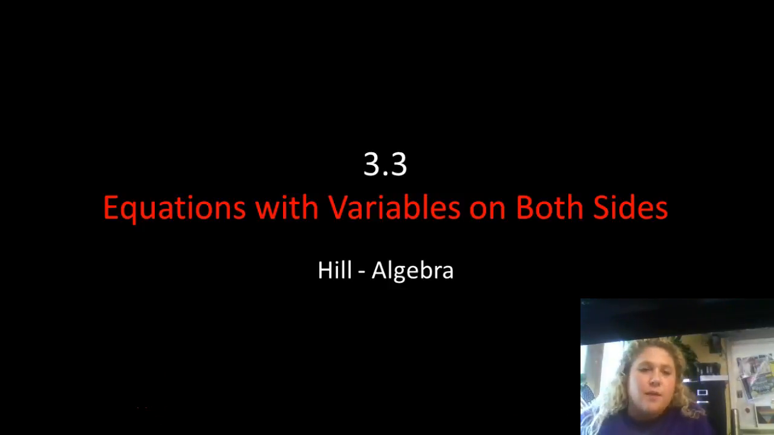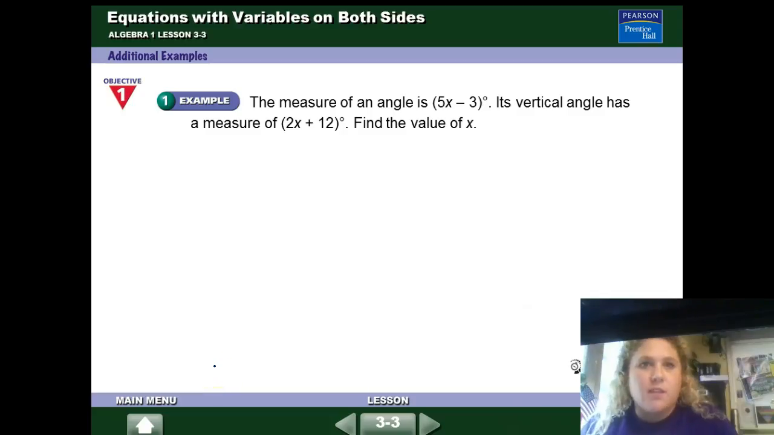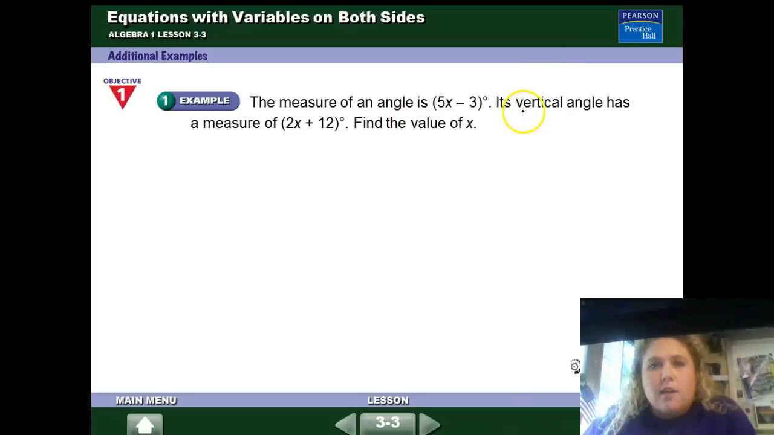Today we are working on 3.3, equations with variables on both sides. Alright, this first example says the measure of an angle is 5x minus 3. Its vertical angle has a measure of 2x plus 12. Find the value of x. What's important here before we even get started is to understand what a vertical angle is.